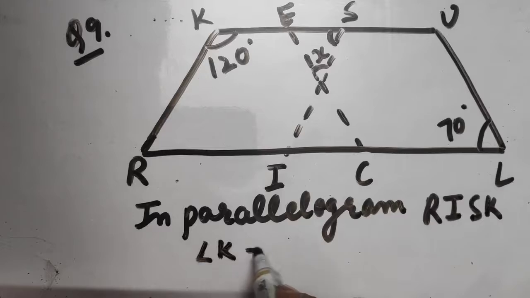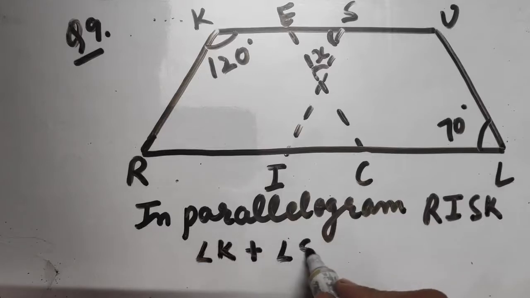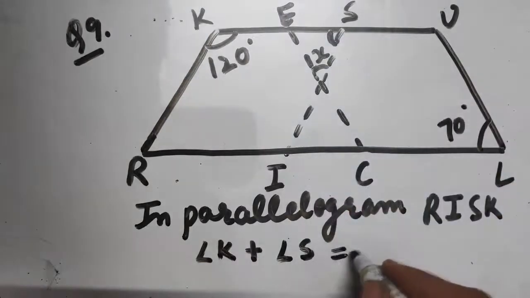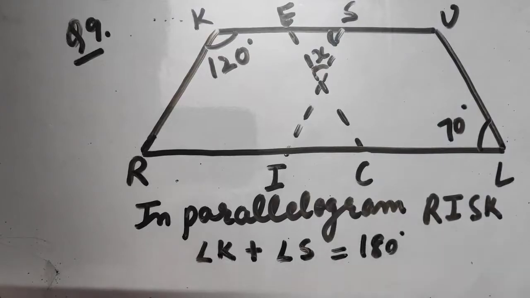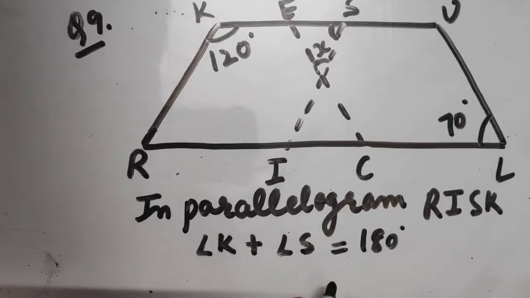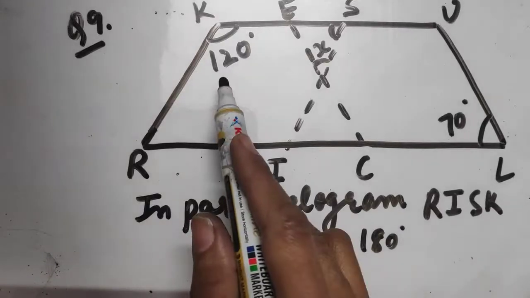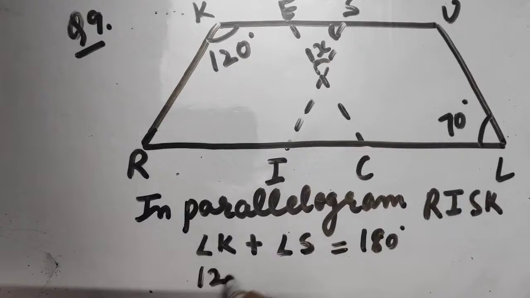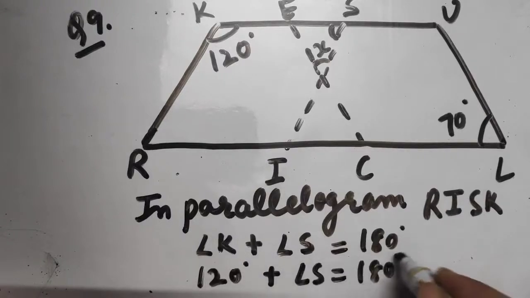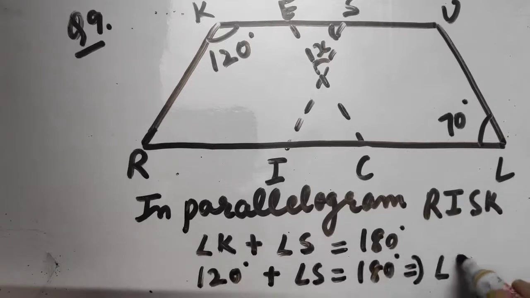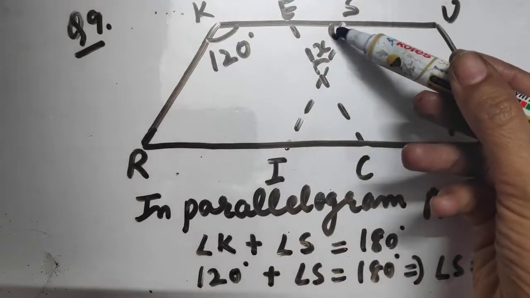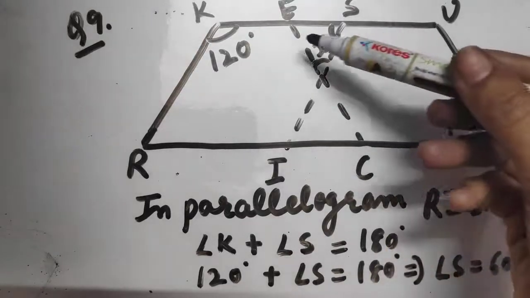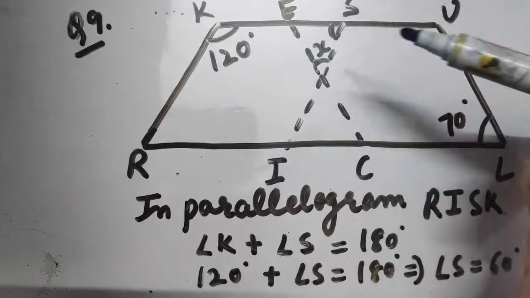angle K plus angle S, I am talking about this angle, is equal to 180 degrees because adjacent angles of a parallelogram are supplementary. So angle K is 120 given to us. So 120 plus angle S is equal to 180 degrees. So angle S will be equal to 60 degrees. So this angle S we have calculated as 60 degrees. Let us find now this angle.